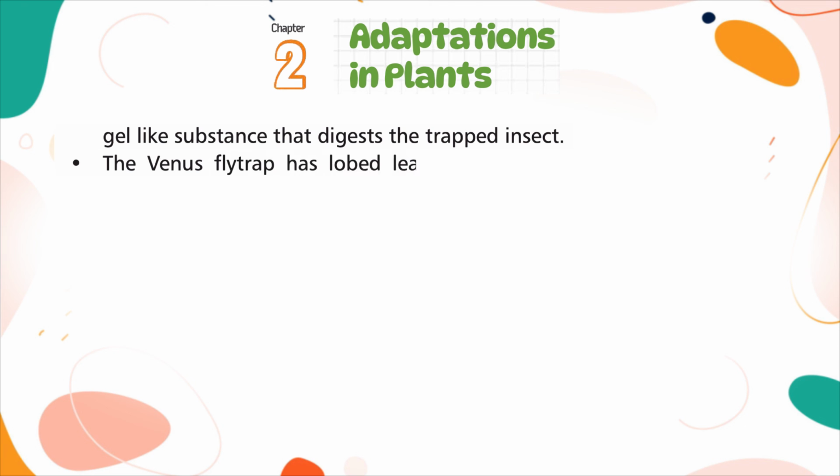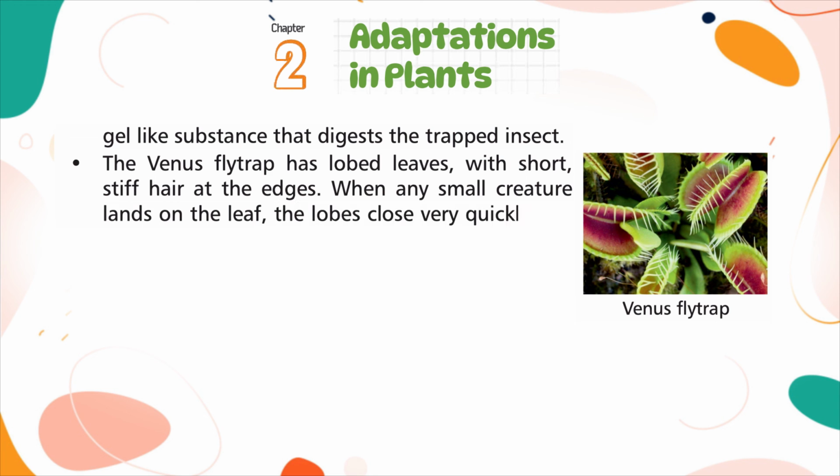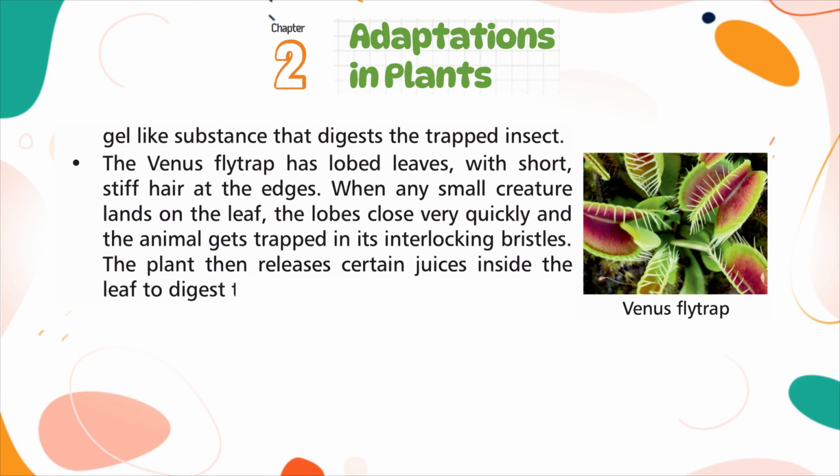The Venus flytrap has lobed leaves with short, stiff hair at the edges. When any small creature lands on the leaf, the lobes close very quickly and the animal gets trapped in its interlocking bristles. The plant then releases certain juices inside the leaf to digest the animal and take in the nutrients. Pitcher plant, Venus flytrap.